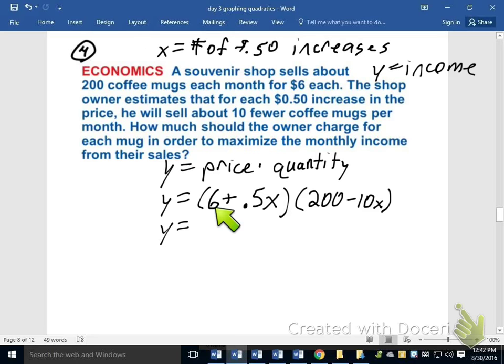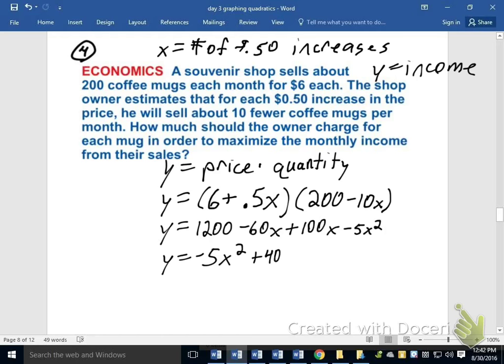What I'm going to do now is distribute this out and get it in standard form. So I'm going to distribute the 6 to the 200, that's 1200. Distribute the 6 to the 10x, that's minus 60x. Distribute the 0.5x to 200, that's plus 100x. And 0.5x times negative 10x is minus 5x squared. And so in standard form, it's going to be negative 5x squared plus 40x plus 1200.